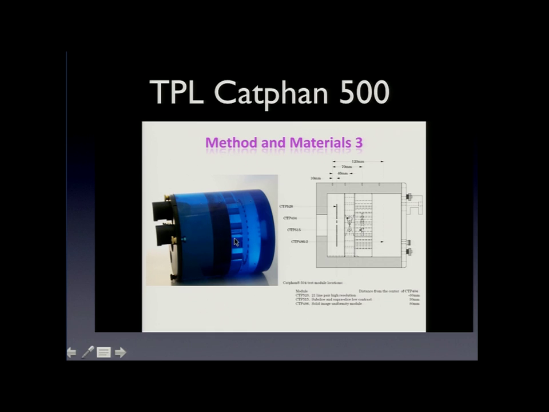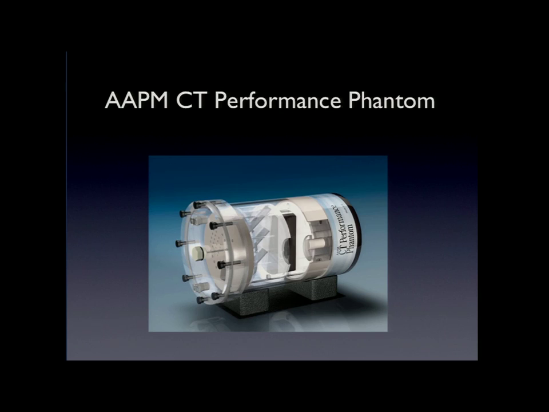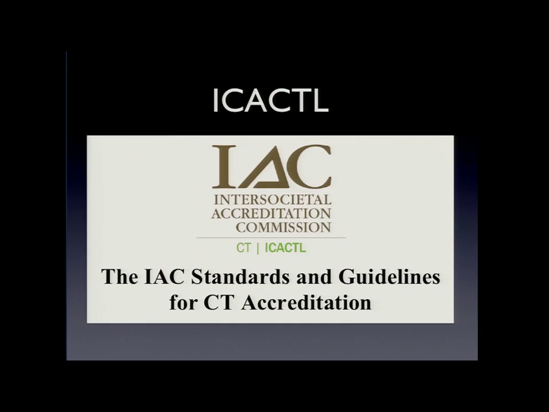And here we have the Catphan 500. It's similar. Has a homogeneous area, high contrast area, low contrast area, and it has the ramps for doing CT numbers. And then this one here is from the AAPM. They designed a phantom a while back, and a lot of people use that, and it can be used for doing a lot of these tests. So that's some of the phantoms that are available to us.